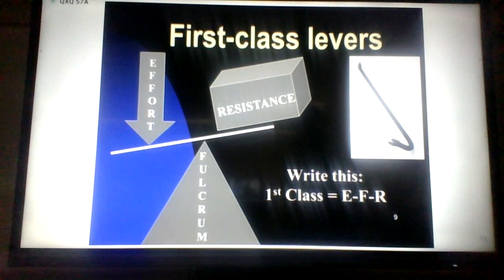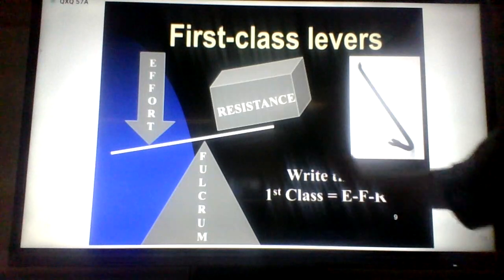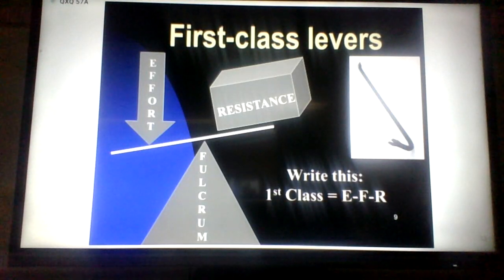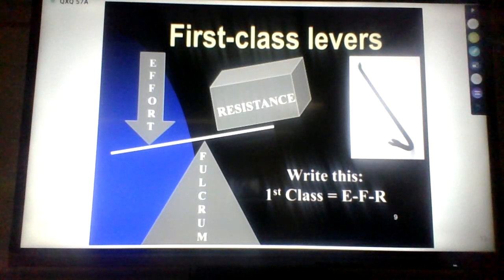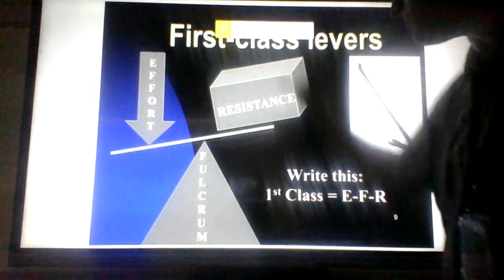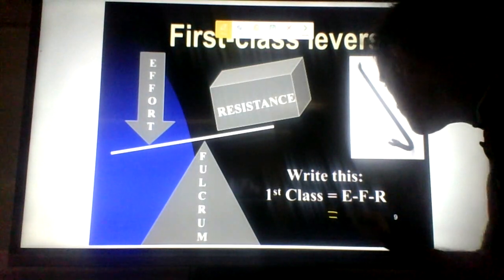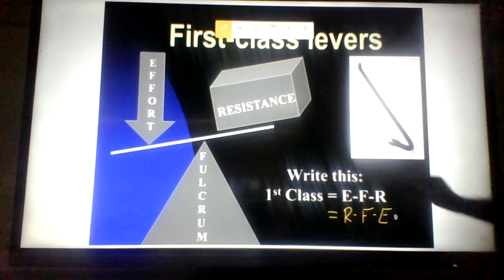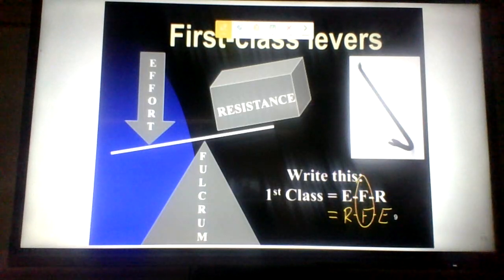This is your definition of a first class lever. You don't have to draw the pictures, but know that in a first class lever, write this down: effort, fulcrum, resistance. Keep in mind though, we can put this backwards. In fact, I'm going to go ahead and do that on the screen here. Get a color that will show up better here. We could also have resistance, fulcrum, and effort as long as fulcrum is in the middle. We have a first class lever.